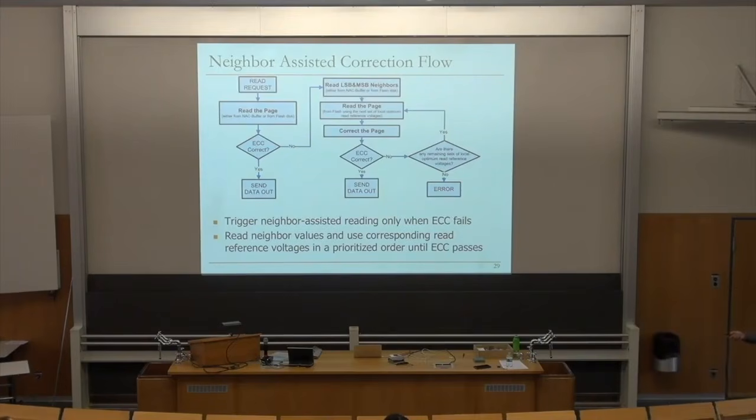Okay, we already said this basically. You read the neighbor values and use the corresponding read reference voltage in a prioritized order until ECC passes, or until everything fails. Okay, there are of course questions over here, like how do you select the next local optimum read reference voltage? Yeah, you need to have that recorded somewhere. You need to learn that also, but I'm not going to go into the details. The paper has all of these details.